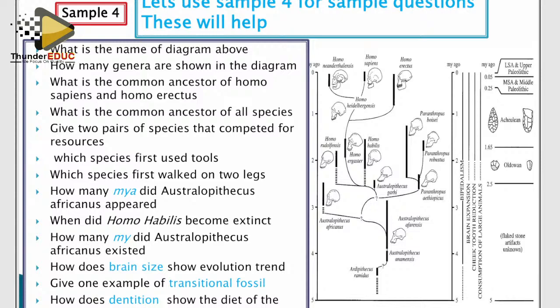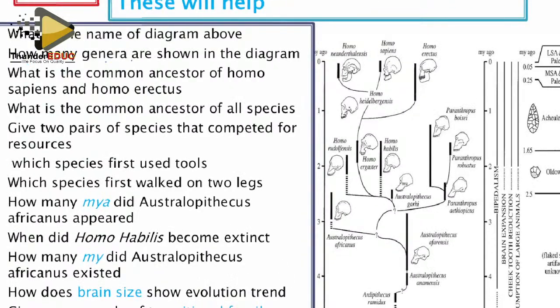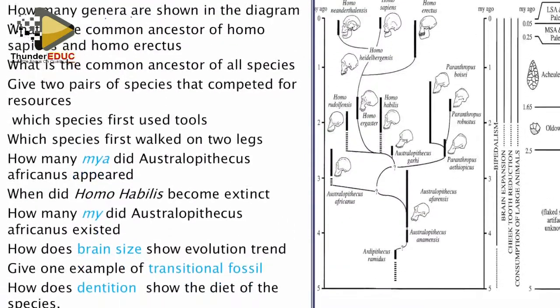What is the name given to this diagram? This diagram is called the phylogenetic tree. How many genera are shown in this diagram? When they say genera, guys, look critically and look here.